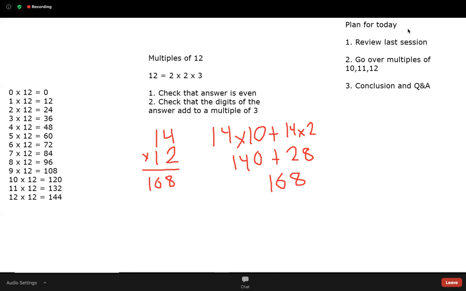Now we want to check our answer. So 1 plus 6 is 7. 7 plus 8 is 15. 15 is a multiple of 3. And 168 ends with an 8. An 8 is an even number. So it'll pass our check.